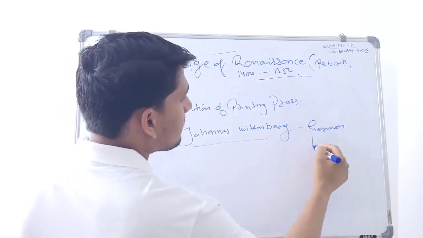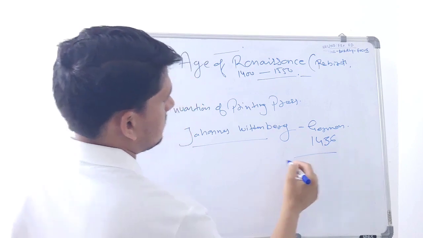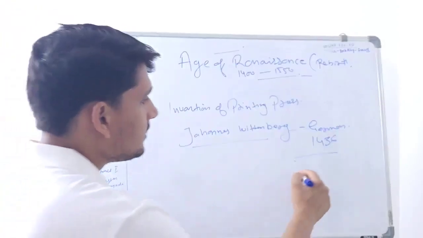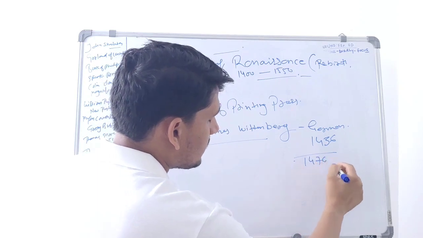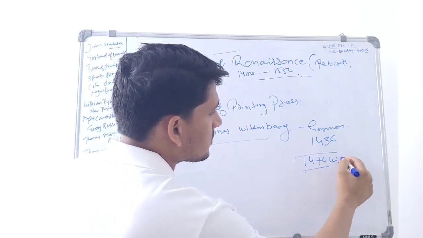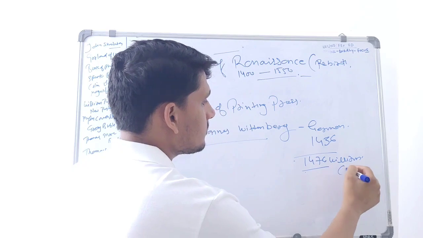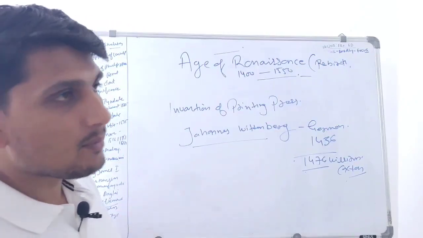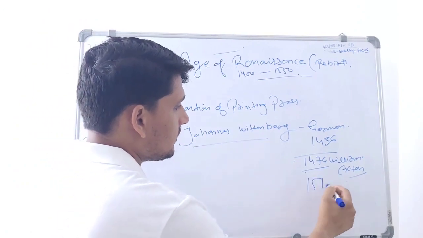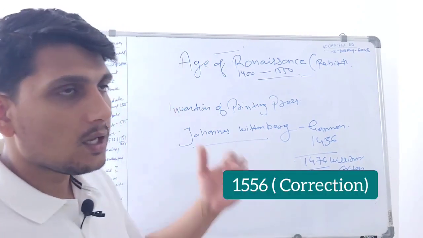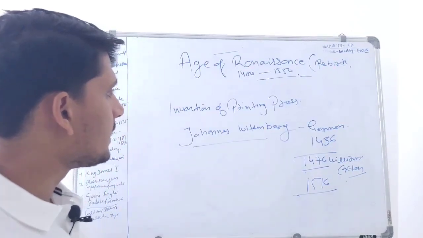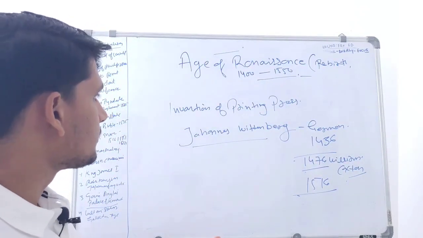He invented the printing press in 1436, and this printing press was installed in England in 1476 by William Caxton. And in India, the printing press was installed in 1516 by the Portuguese in Goa for the first time, right? Just to give you an idea of what was happening in India as well.